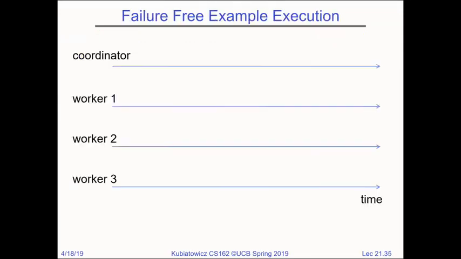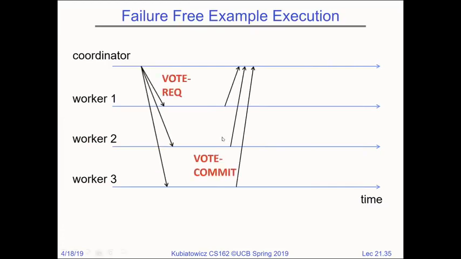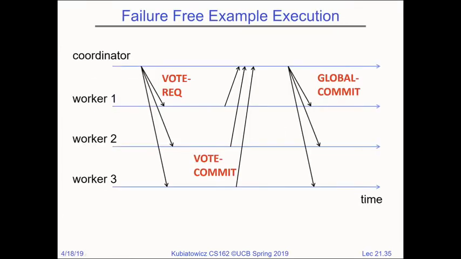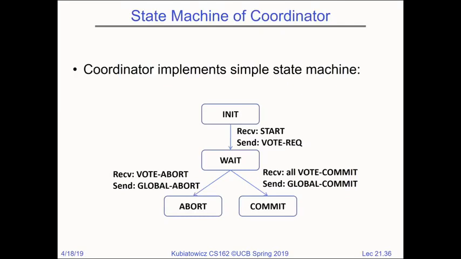Okay? So here's a failure-free example. Coordinator sends vote request. Everybody sends vote commit. We get a global commit, and we're good. All right, so that's what happens when there's no failure. Here's the coordinator's state machine. There's sort of an init state where we receive a start, and we send a vote request, and we wait. And once we have all the vote commits, we send a global commit. And if we get any vote abort, we send global abort. So it's a pretty simple state machine.